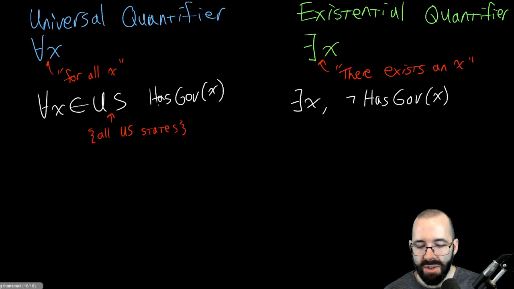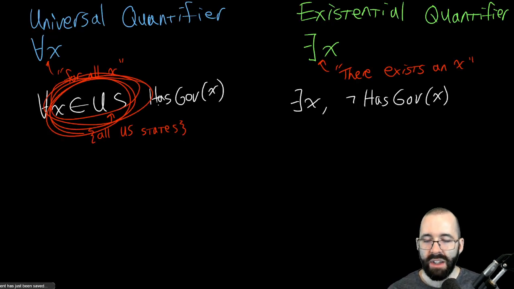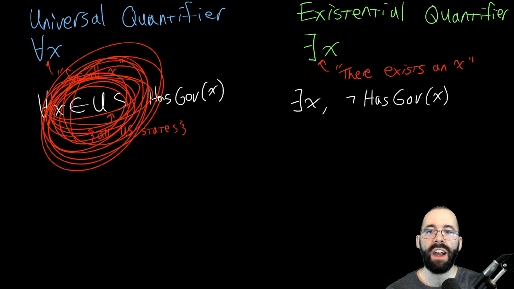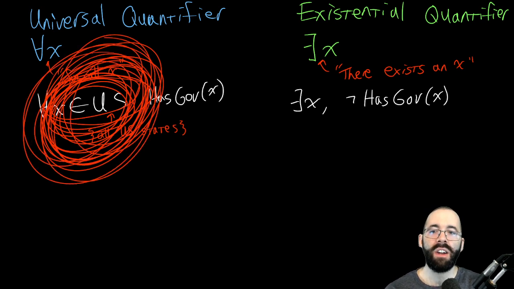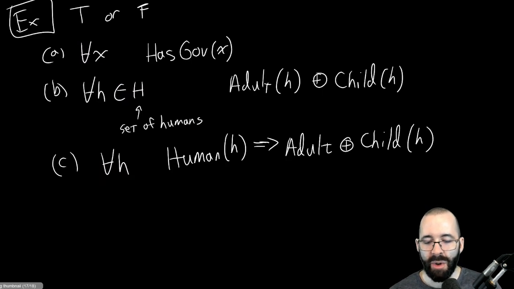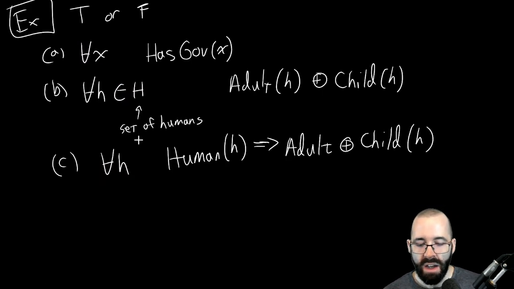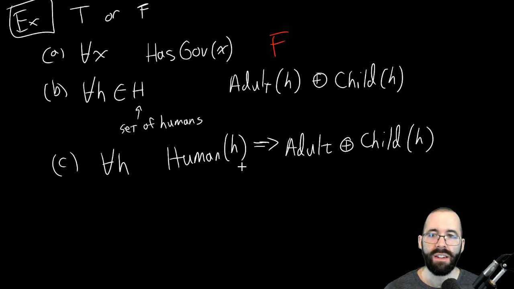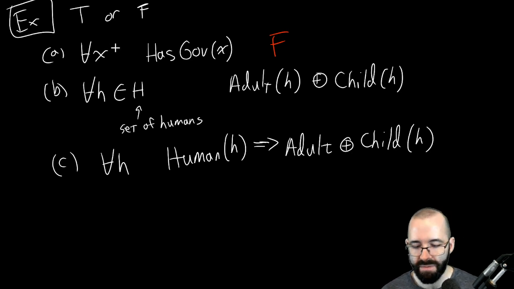And again, I cannot stress this enough. It's really, really important to specify where your x is coming from. If you don't specify where your x is coming from, really silly things can happen. So this is going to be false. It's true for all US states, but it's not true for just anything, right? We already talked about it. My cat doesn't have a governor. My oatmeal doesn't have a governor. My pancakes don't have governors. My lamp doesn't have a governor. We would need to specify what kind of x's we're looking at.